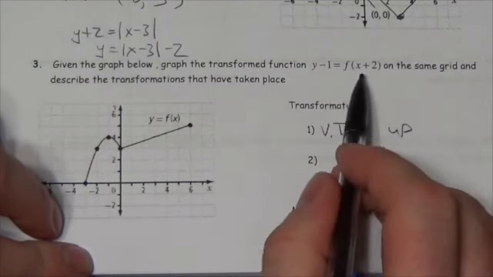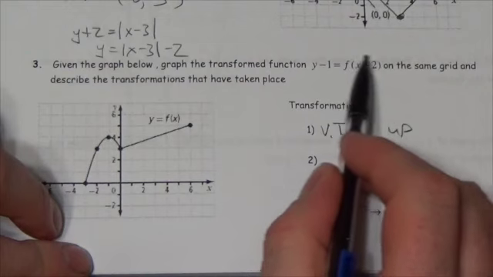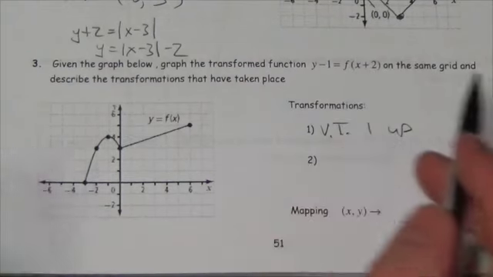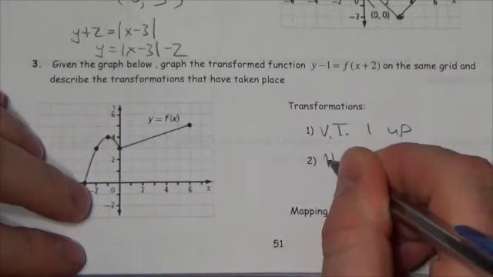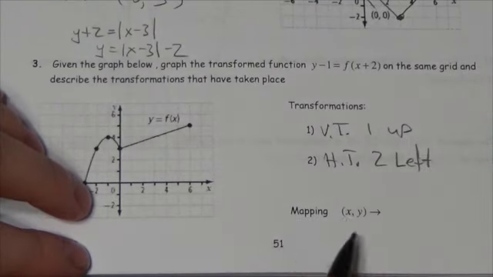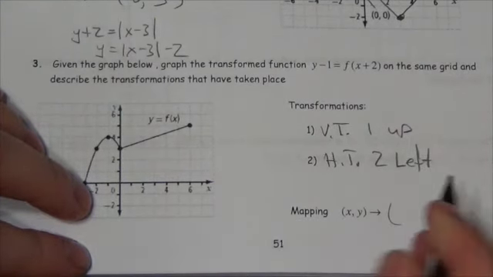Now inside the function, I've got my x plus 2. This is in place of the independent variable. To get x by itself, I would have to subtract 2. I'd have to bring that 2 over to the other side. And so that's a horizontal translation 2 to the left.